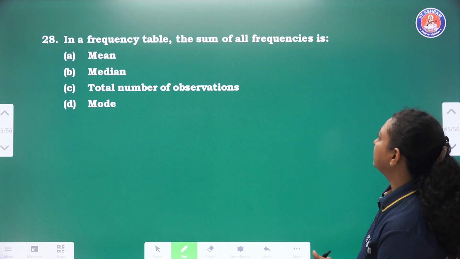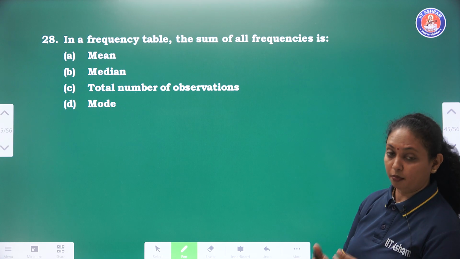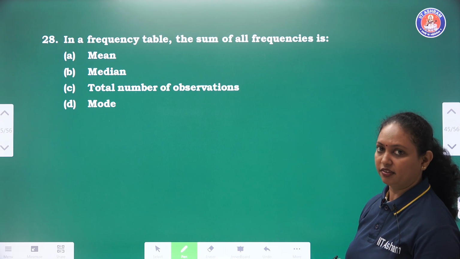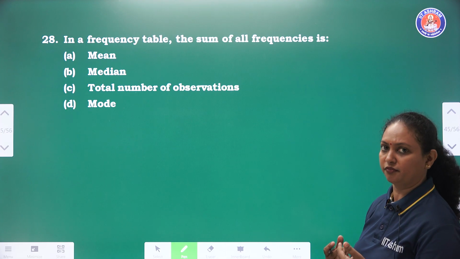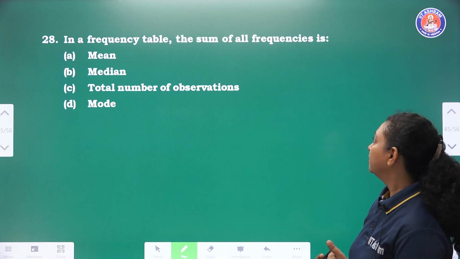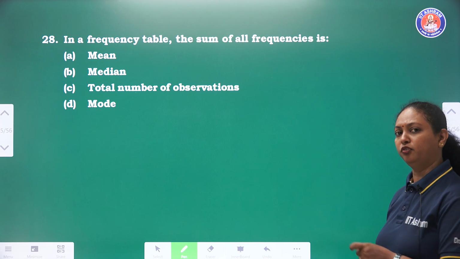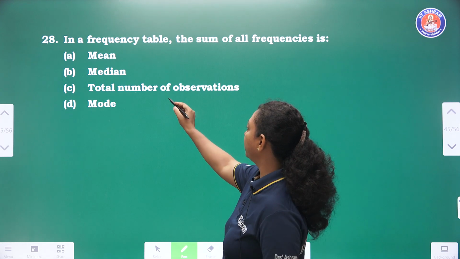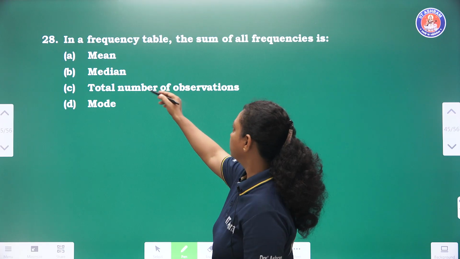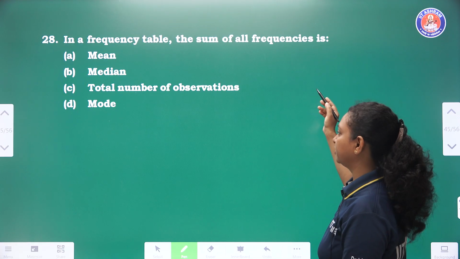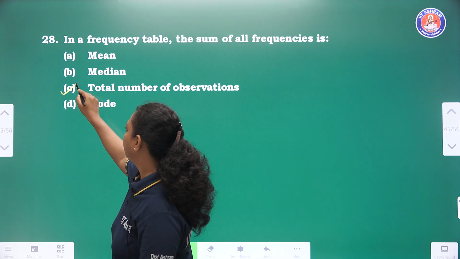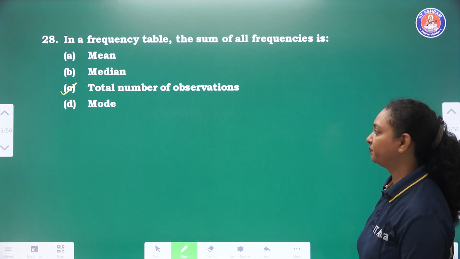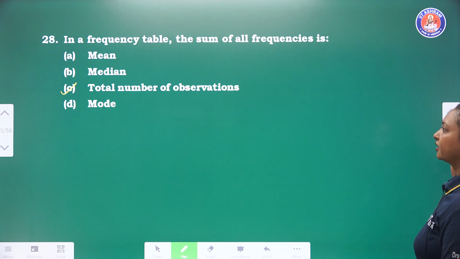In a frequency table, the sum of all frequencies, matlab sum of all observations. Frequency means how many times a particular observation is repeated. So the sum of all frequencies, matlab sum of all observations, means the total number of observations. So in a frequency table, the sum of all frequencies is what? कितने observations हैं? Total number of observations. Is this clear? चलो आगे बढ़ते हैं.